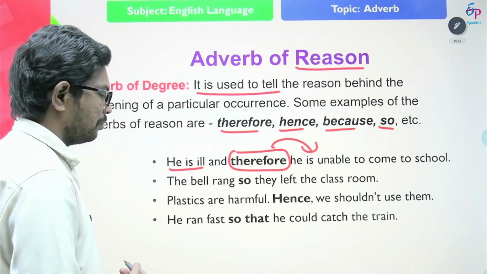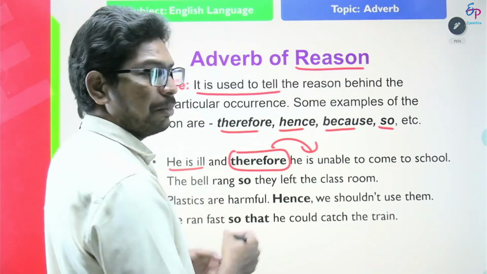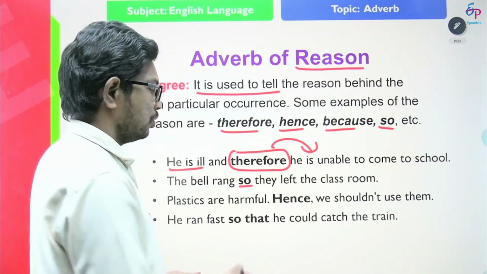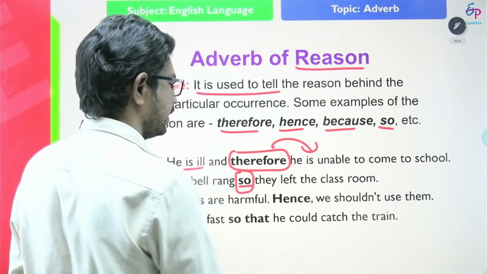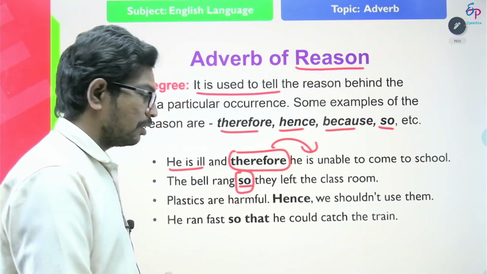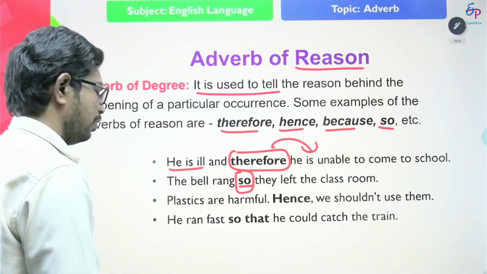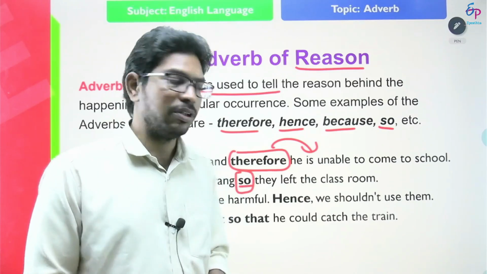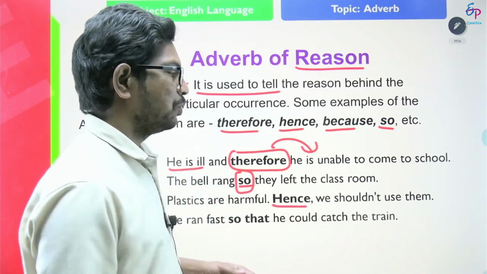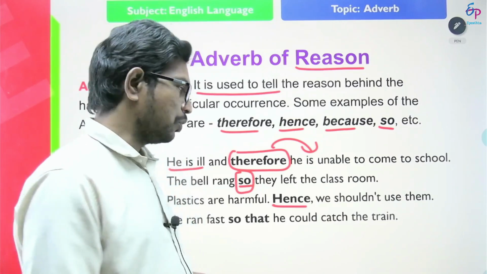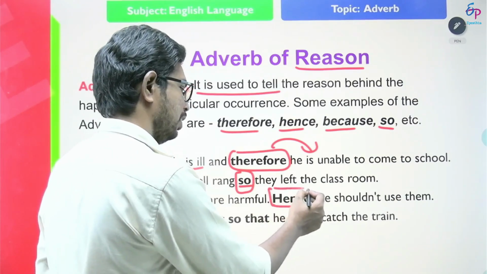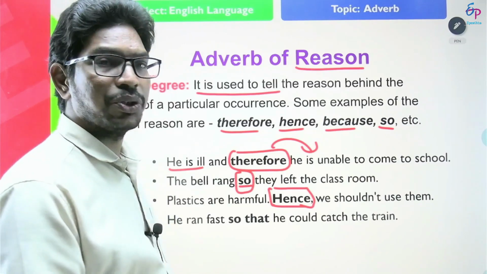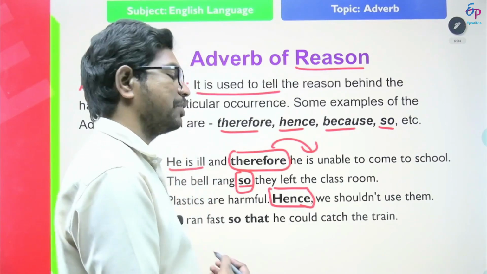Next, look at another example. The bell rang. So they left the classroom. So the word so is showing the reason of that action. Look at another example. Plastics are harmful. Hence, we should not use them. So the word hence is showing the reason. So the words which show reason and results are called adverbs.